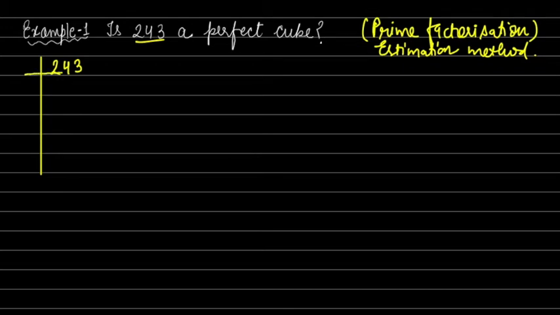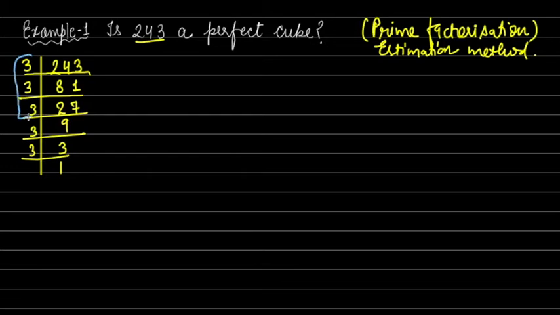So 2 plus 4 is 6, plus 3 is 9. It means this is divisible by 3. 3 8s are 24 and 3 1s are 1. Again 3 2s are 6 and a 2 is left, which gives you 81. Again 3 9s are 27, and then 3 3s are 9, and 3 3s are 1. So if I make the triplets of 3, this is a complete triplet of 3, but this is not forming a triplet of 3, right?